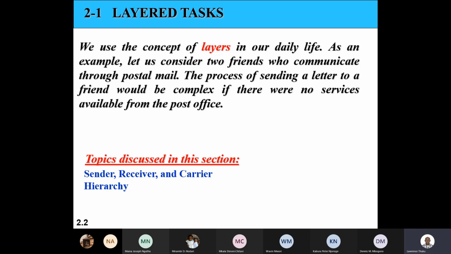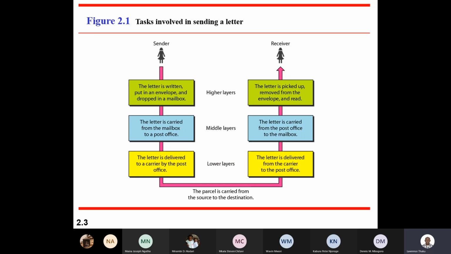So you're looking at it in terms of different protocols at each layer, and in terms of the way each of these functions. We are going to talk about the sender, receiver, and of course the carrier hierarchy. Before we can get ourselves to the point of looking at the different models, that is important. So I'd like to look at this case scenario here.